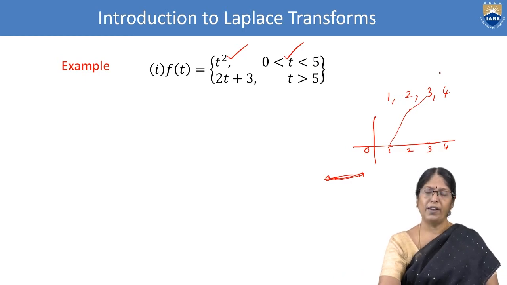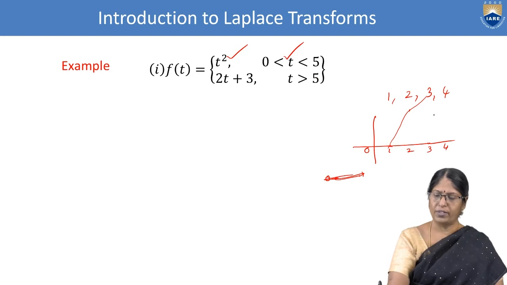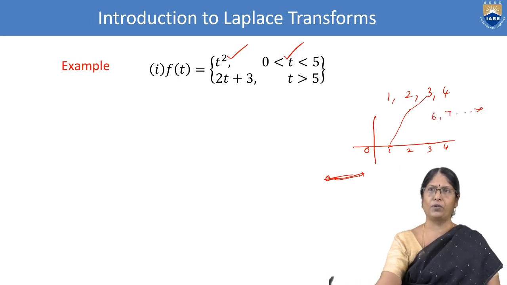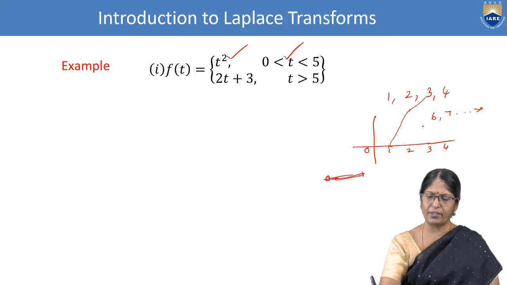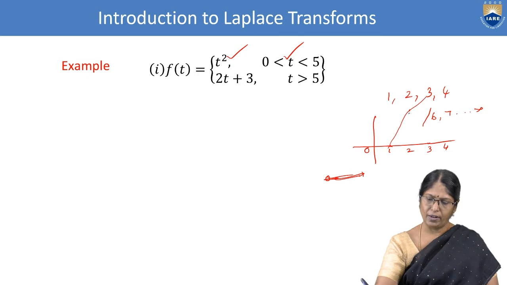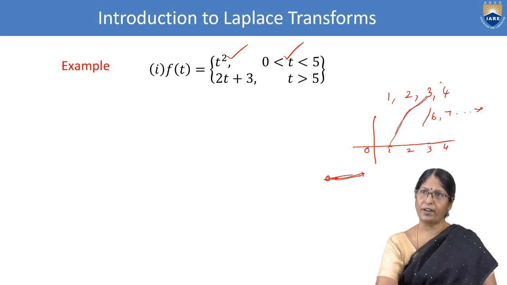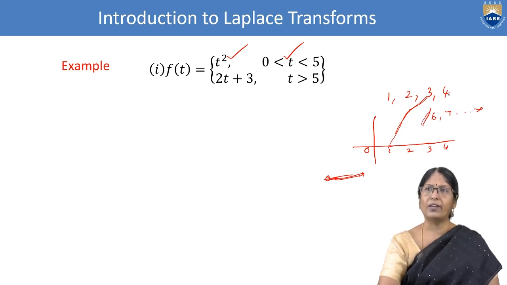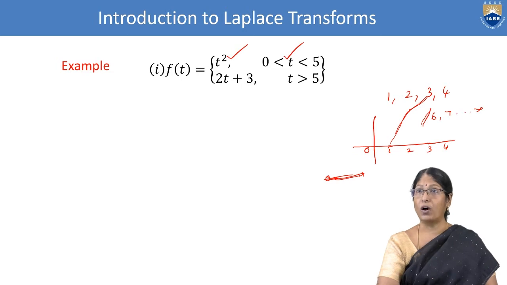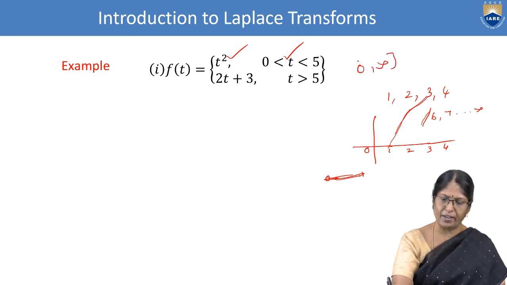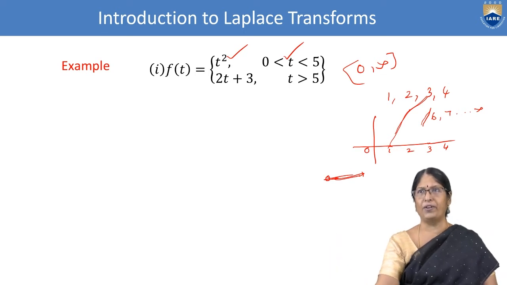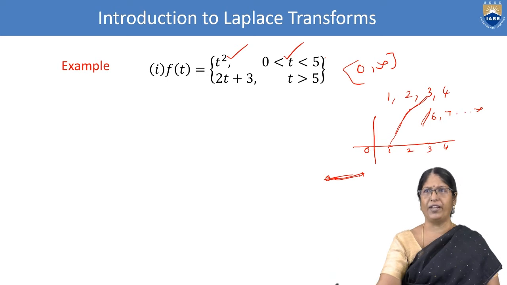Next, t is greater than 5, so 6, 7, onwards up to infinity. We substitute these and get points, which we join. So for this one curve it is continuous, and for this other curve it is continuous. Such a type is called piecewise continuous. That is, 0 to infinity is divided into sub-intervals 0 to 5 and 5 to infinity, and these sub-intervals are finite. This is piecewise continuous.